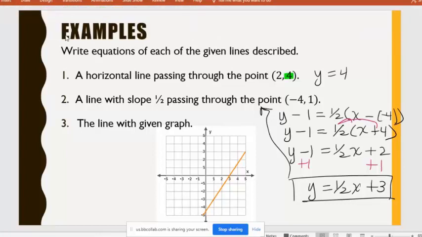Okay, so I'm going to mark this point right there and this point right here. You see how those look like they have integer coordinates? 1, -3. And 3, 0.